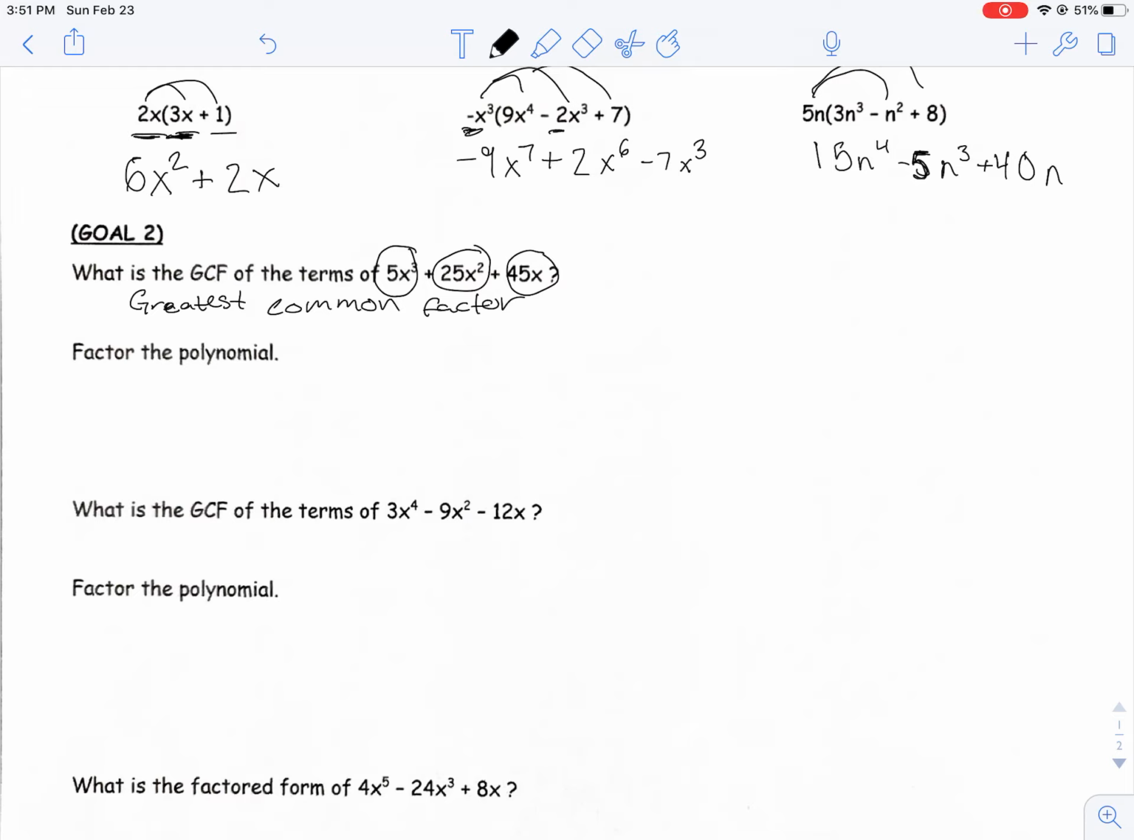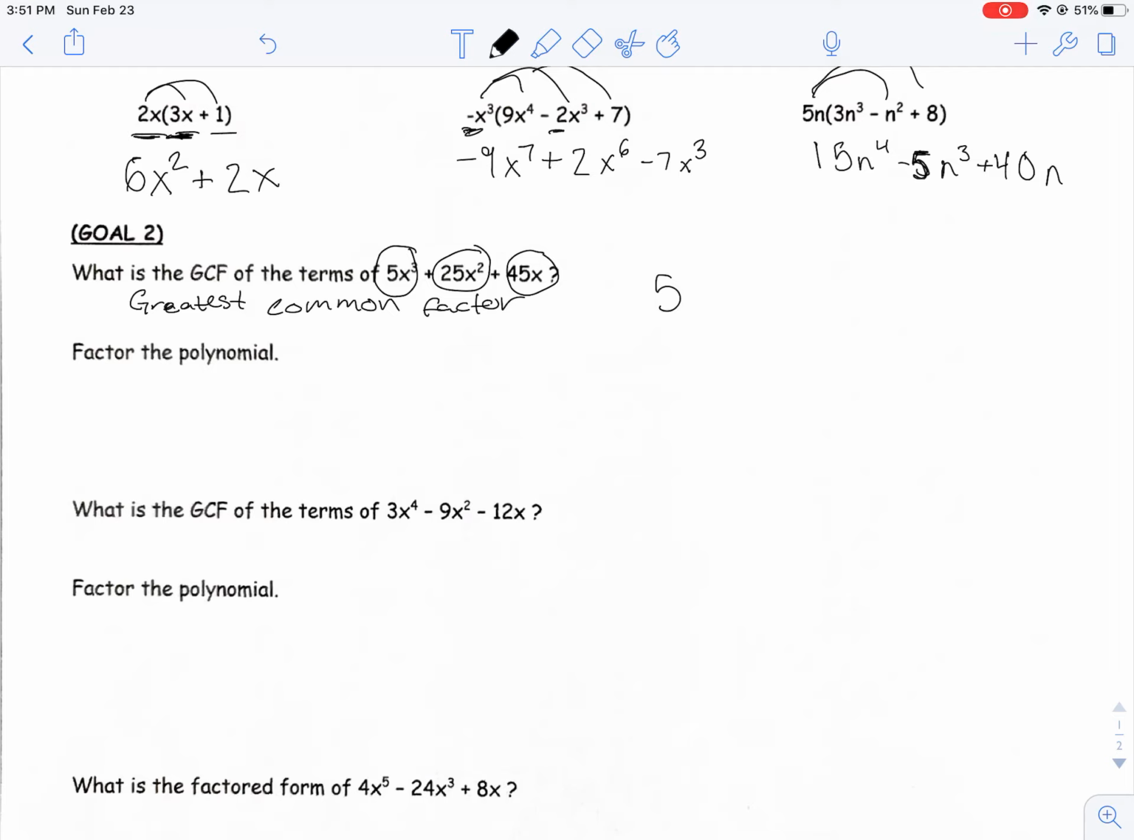Maybe take a second to pause the video and think about what factor, what number, first of all, can we pull out of all 3 of those? Okay, so the number that I came up with was 5. I can pull a 5 out of 5, a 5 out of 25, and a 5 out of 45. So that's going to be basically the number.